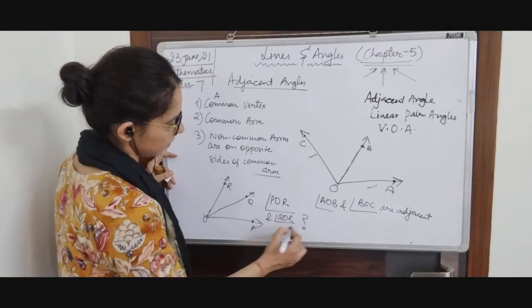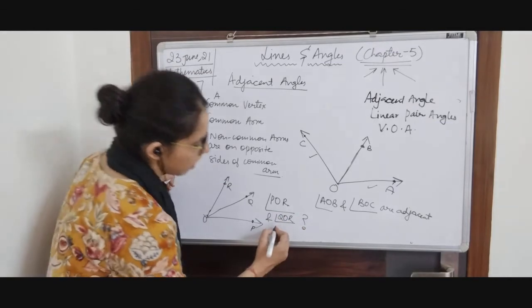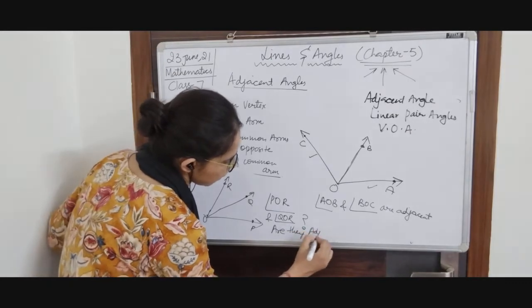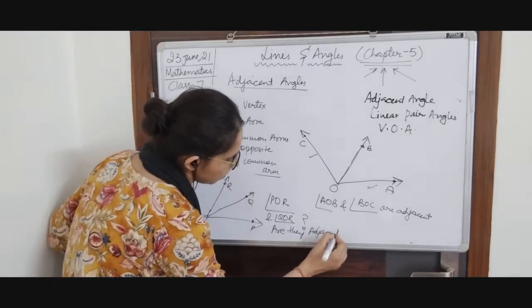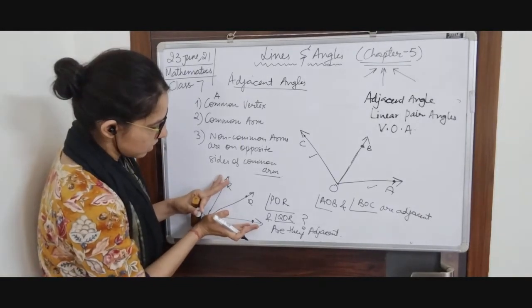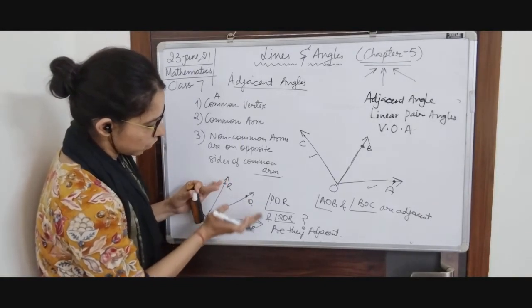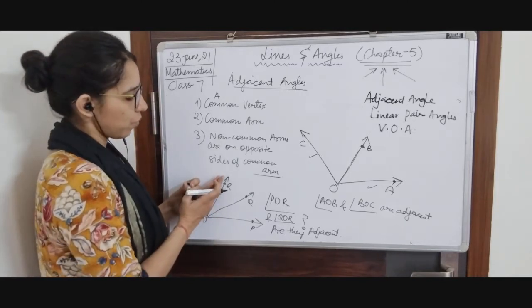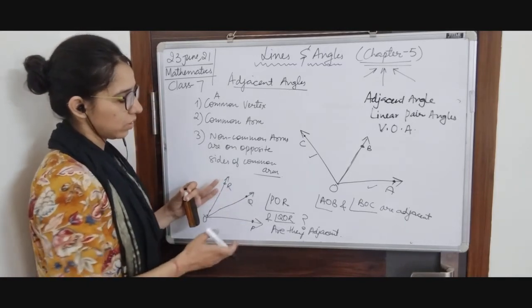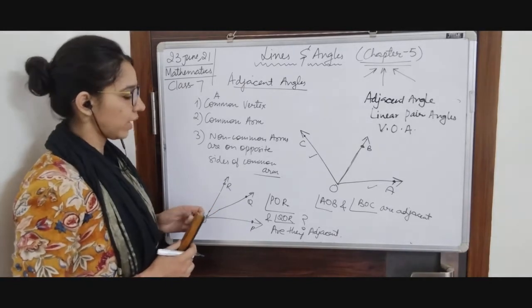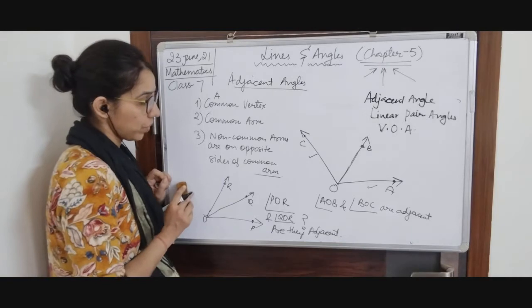Are they adjacent? Your answer should be no, because POR is this angle, and QOR is this angle. Your common arm is this, your vertex is this, but the non-common arms, this and this, are not lying on the opposite sides of the common arm.